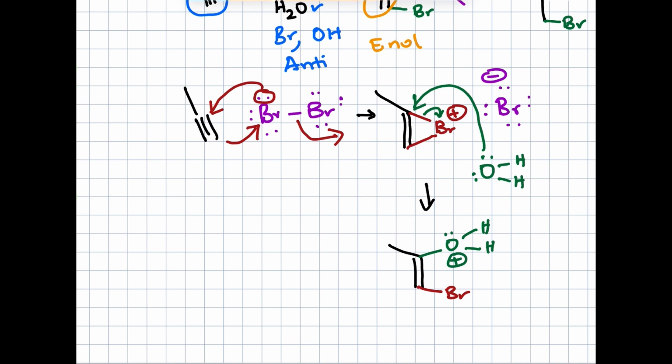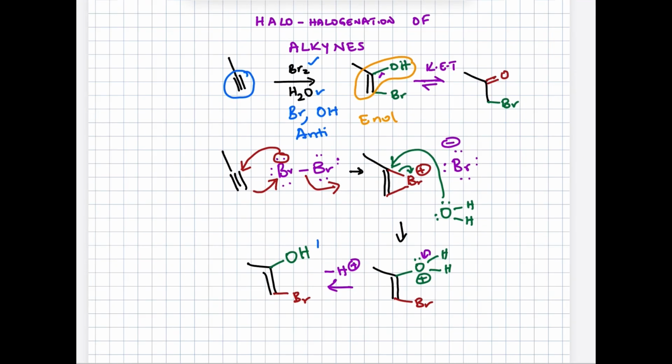formal positive charge. So the last step will involve losing one of these hydrogens and its electron pairs flowing back to neutralize the formal positive charge. So you say minus H plus, and you end up with that as the product and the bromine at that position. And as you can see, this is similar to this, which will then undergo the keto-enol tautomerism to give you the final product.